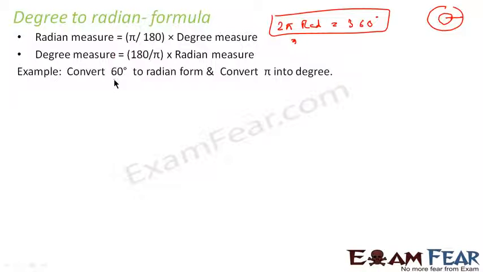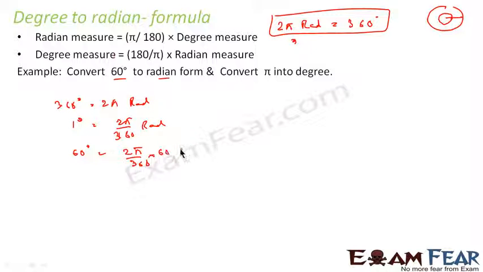For example, we have to convert 60 degree to radian. We say 360 degree is equal to 2 pi radian, so 1 degree is equal to 2 pi by 360 radian, and 60 degree is equal to 2 pi by 360 into 60. What comes out to be, this is 6, this is 3, is pi by 3 radian.